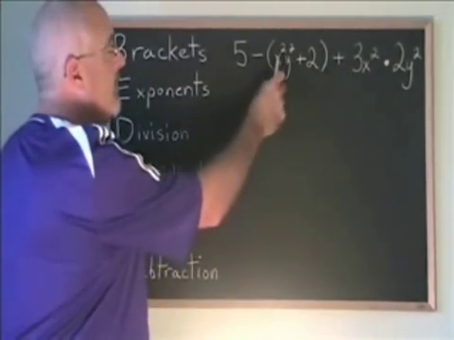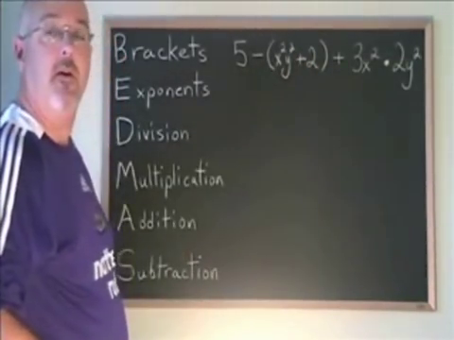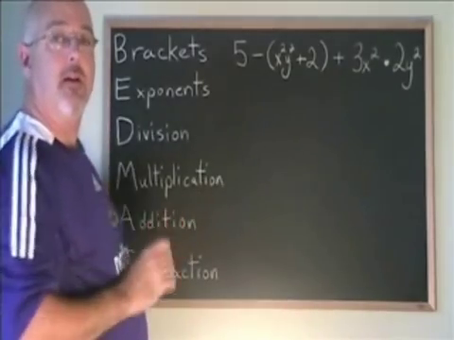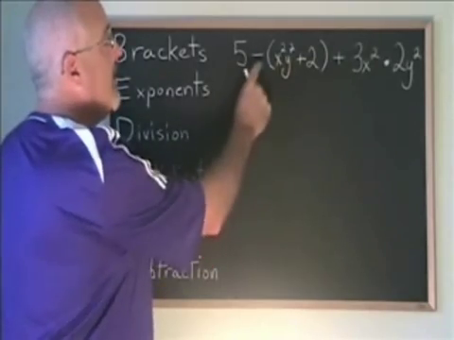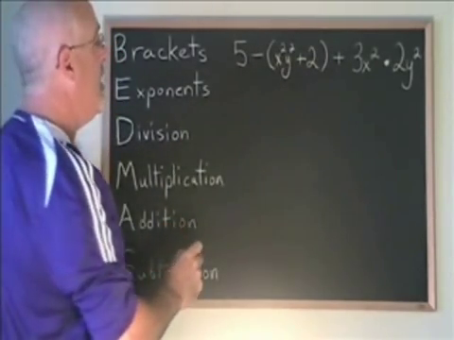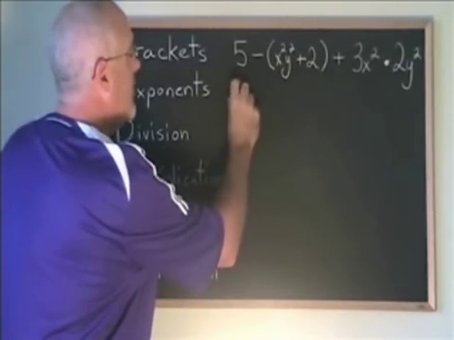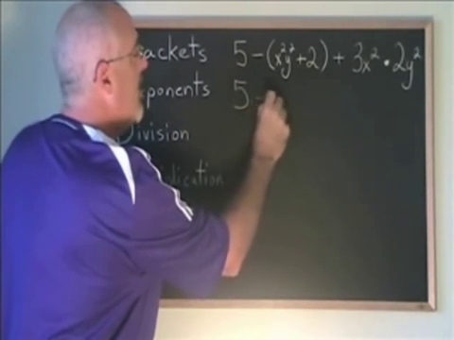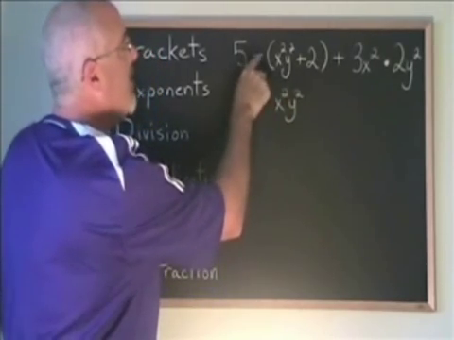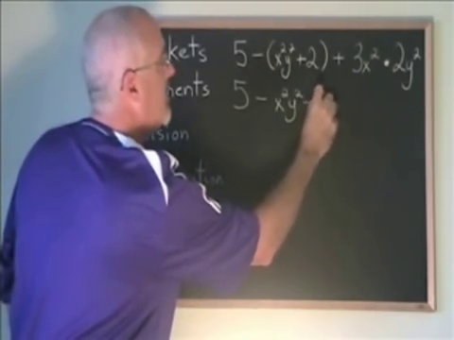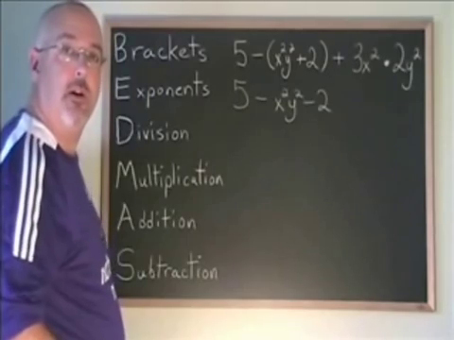I try to simplify inside of the bracket, but I find that there are no similar terms, so I cannot simplify inside the bracket. What I can do is I can remove the bracket and correct the signs. So I'll do that now. I end up with 5 minus x squared y squared and minus 2. The rest of the question I just copy down.